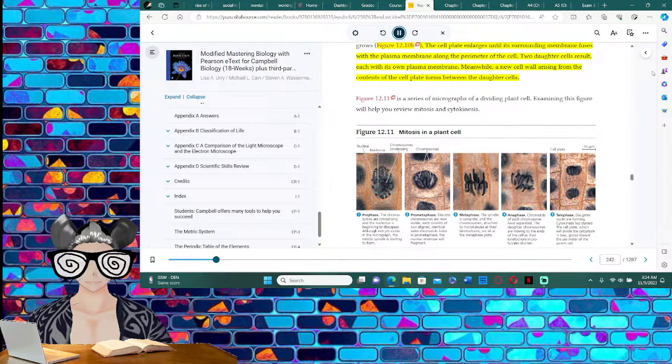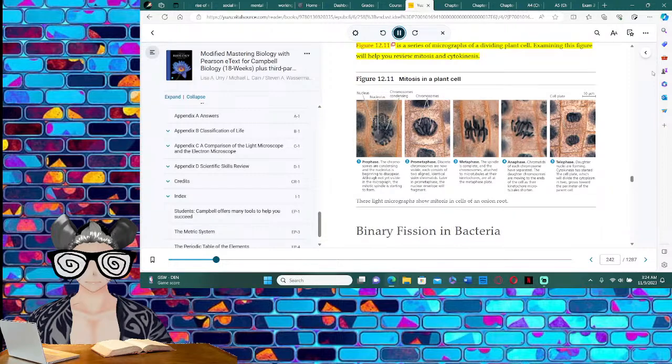Figure 12.10b. The cell plate enlarges until its surrounding membrane fuses with the plasma membrane along the perimeter of the cell. Two daughter cells result, each with its own plasma membrane. Meanwhile, a new cell wall arising from the contents of the cell plate forms between the daughter cells. Figure 12.11 is a series of micrographs of a dividing plant cell. Examining this figure will help you review mitosis and cytokinesis.